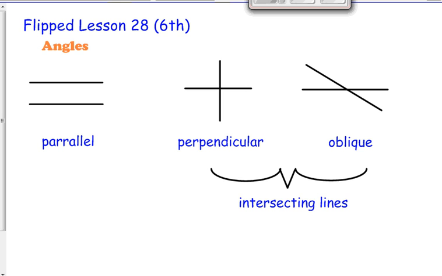Welcome to Flip Lesson 28 for the 6th grade. Today we're going to start talking about angles and how angles work.